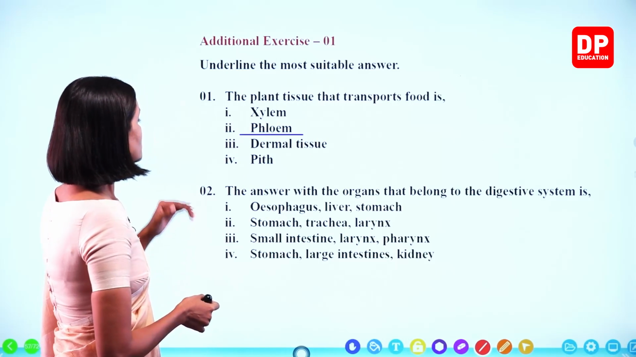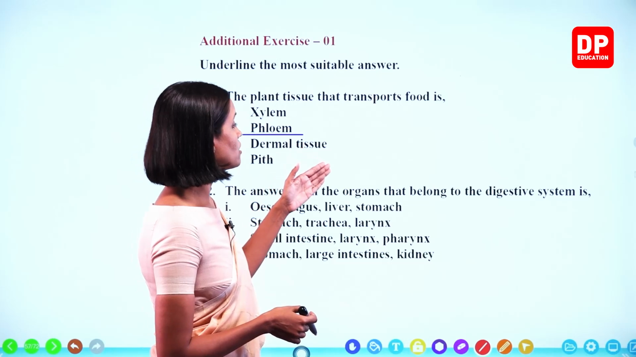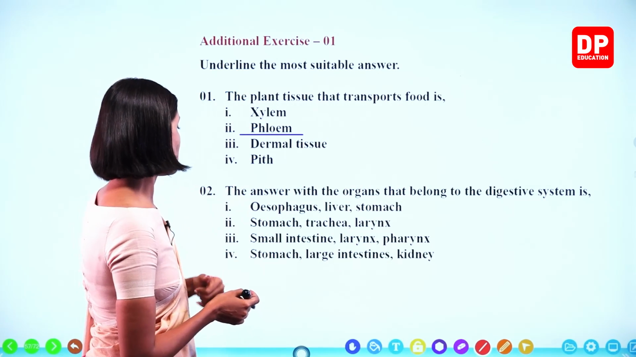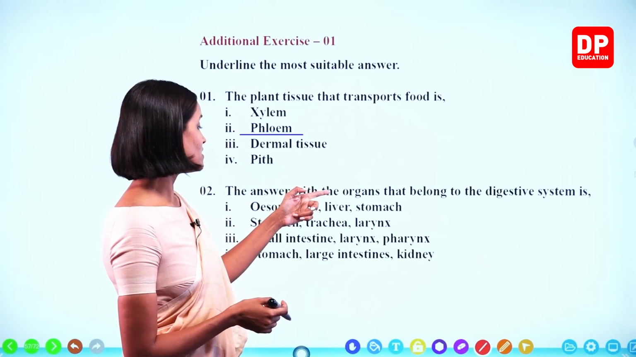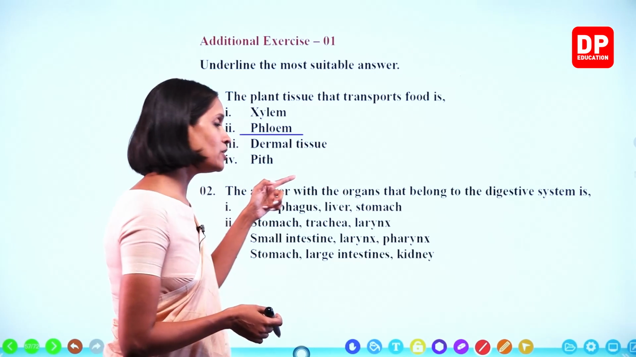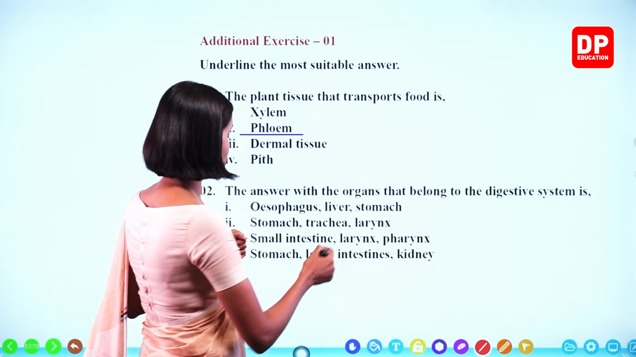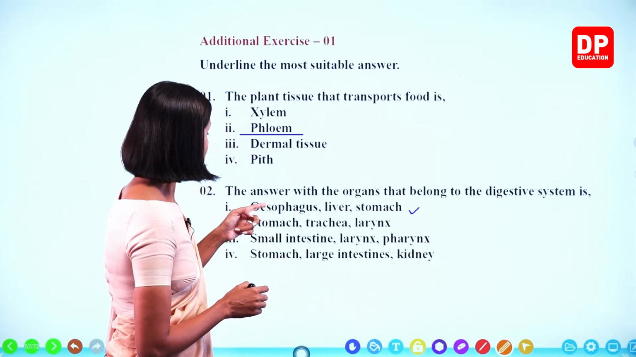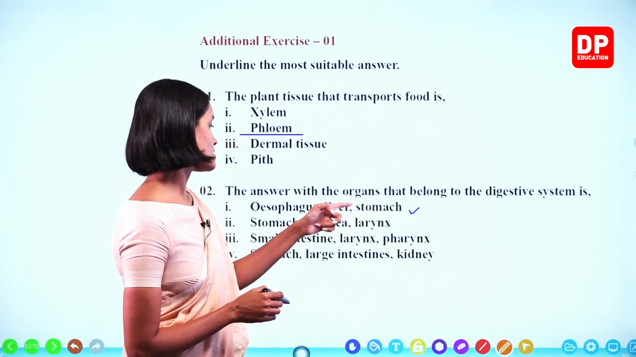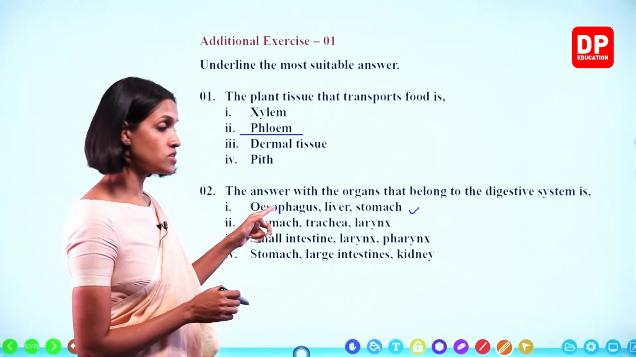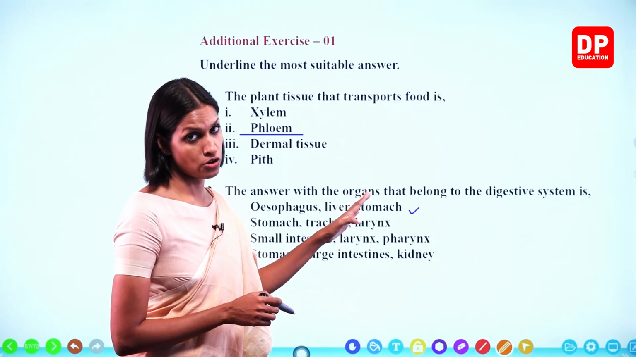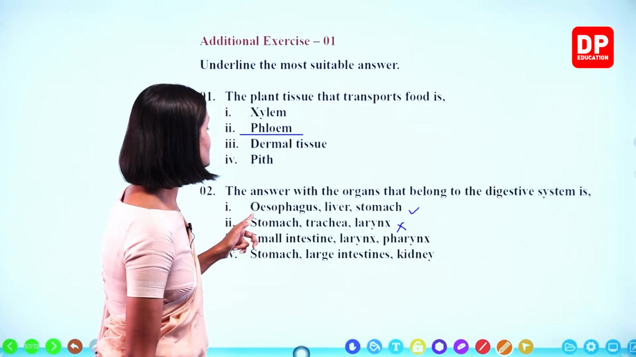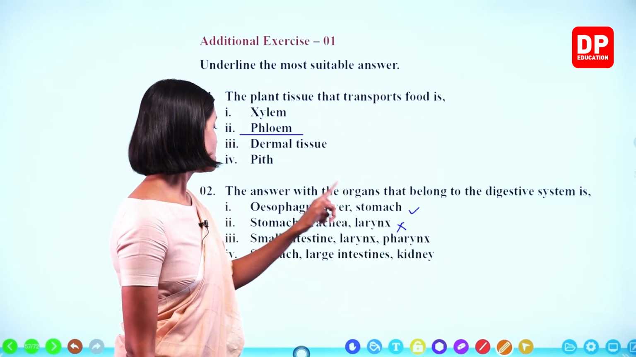Number 2. The answer with the organs that belong to the digestive system is, right? Number 1. Esophagus, liver, stomach. They all belong to the digestive system. That is correct. Right? Number 2. Stomach, trachea, larynx. Stomach belongs to the digestive system, but trachea and larynx belong to the respiratory system. Therefore, this is wrong.